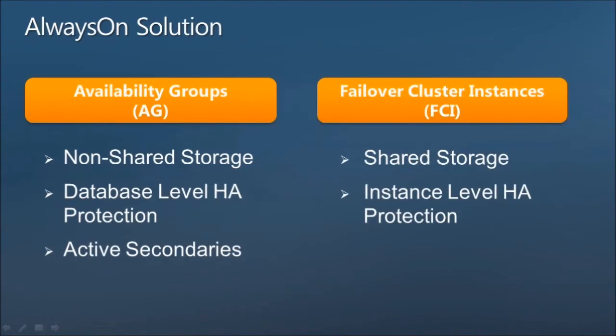So what is Always On? Always On is the integrated high availability and disaster recovery solution we provided in SQL Server 2012. So Always On has 2 technologies. The first one is availability groups. We also call it AG. Always On AG is based on non-shared storage, which means you don't have to use the SAN storage. You can use your local disk to store your databases.